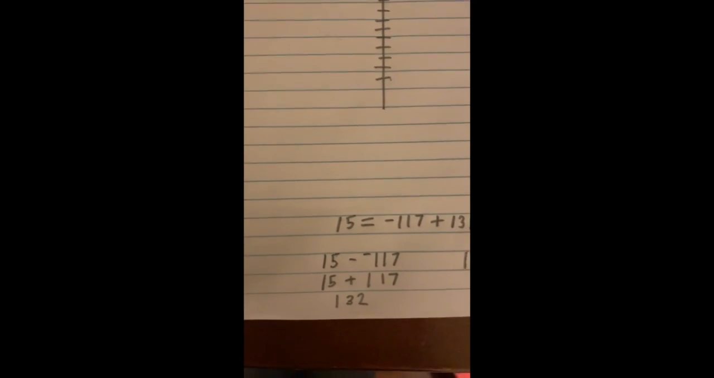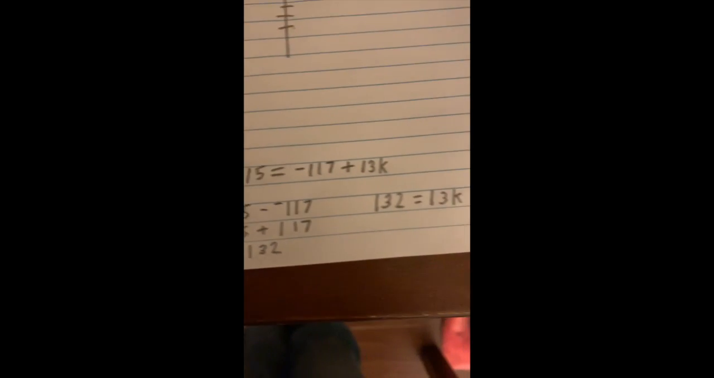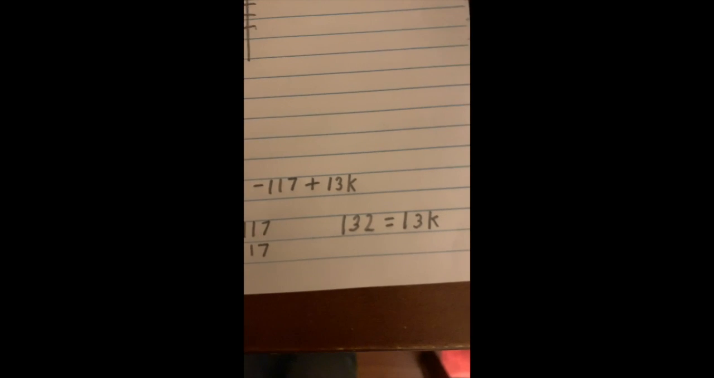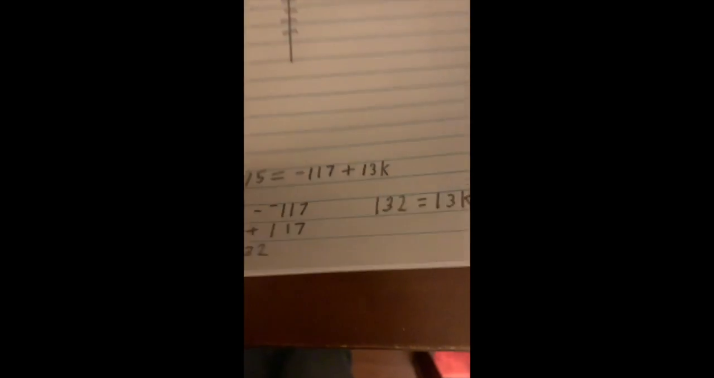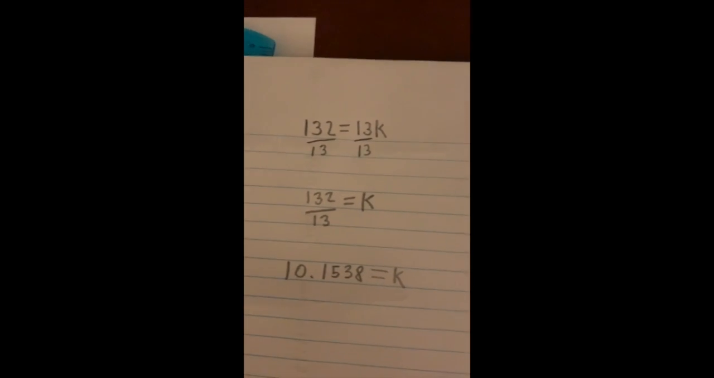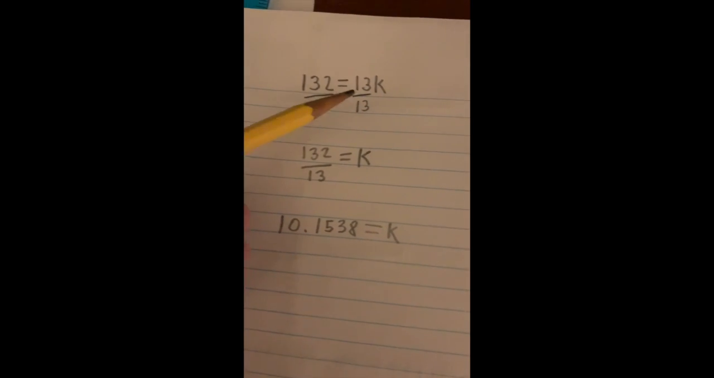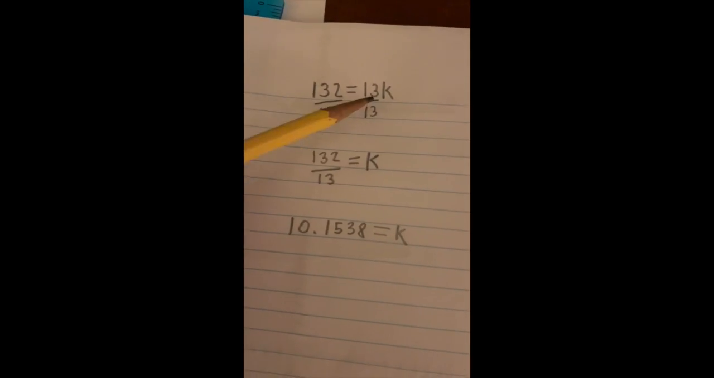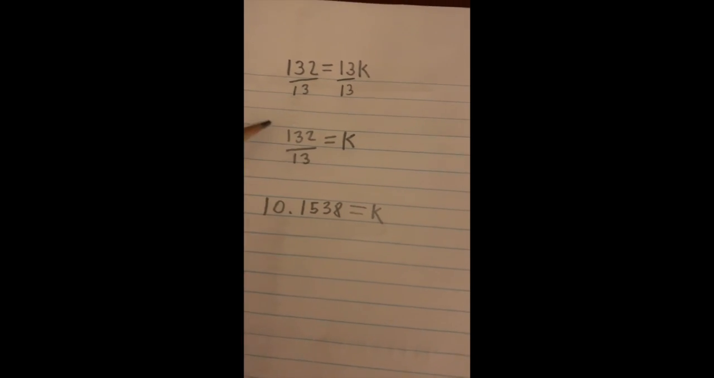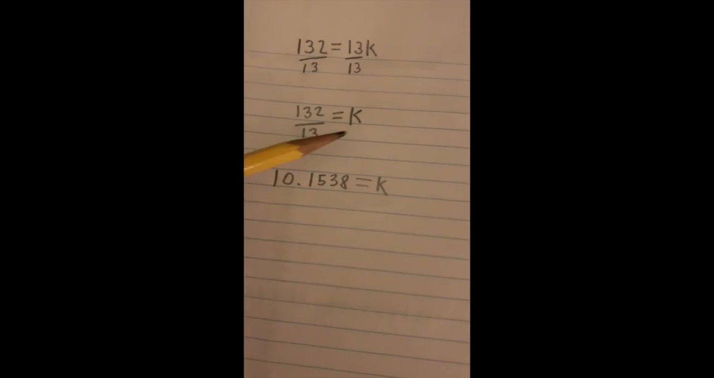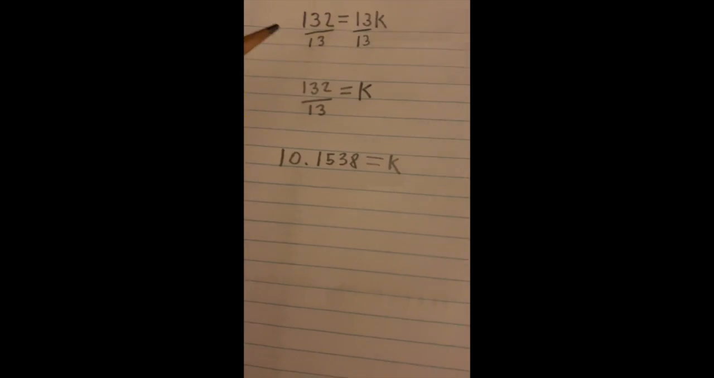So you're going to do 15 minus the negative 117, and with the two negatives that makes a positive, to make 132. And there you go, you have 132 equals 13k. Now if we flip over here, we have 132 over 13k. What you want to do is divide both sides by 13 so you can get k by itself. Then you have 132 over 13 equals k. And that is what k equals.